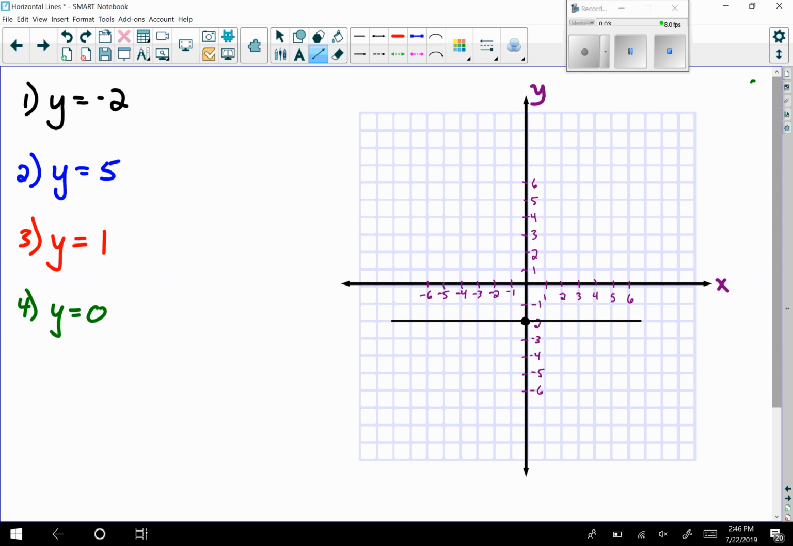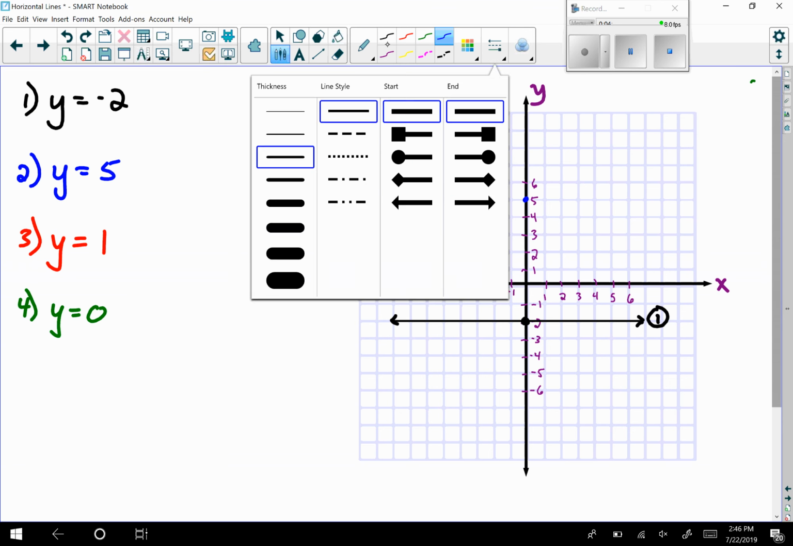So here we have a horizontal line passing through -2 on the y-axis. I'm going to go ahead and just call that example 1. Let's take a look at our second example. Here we have y equals 5. So I'm going to go ahead and plot a point on 5 on the y-axis. And we're going to have a horizontal line going through 5.